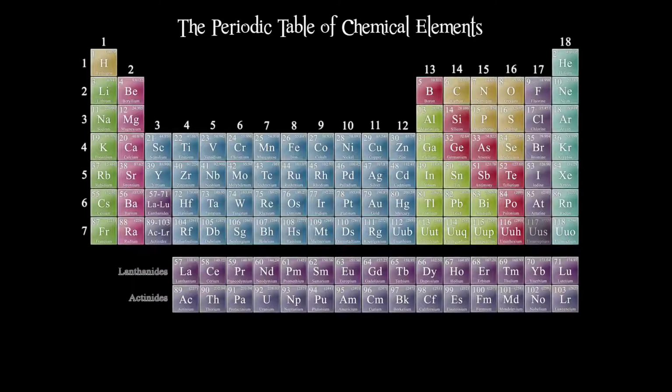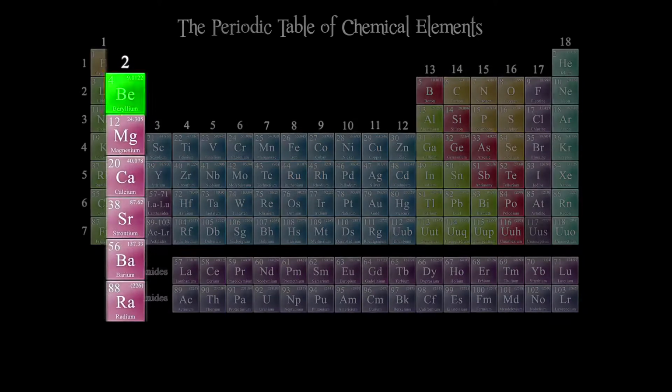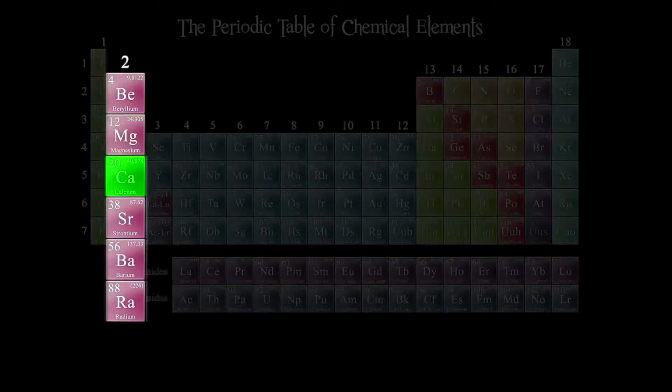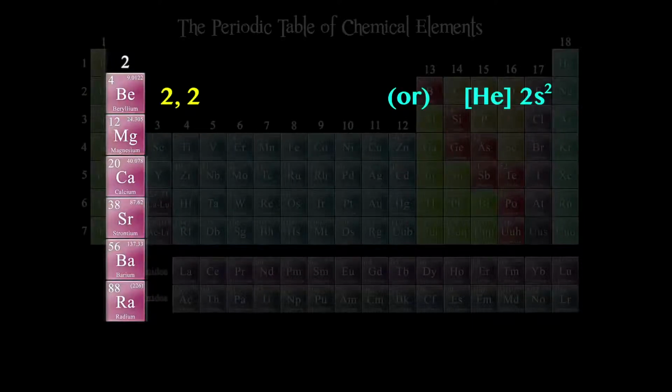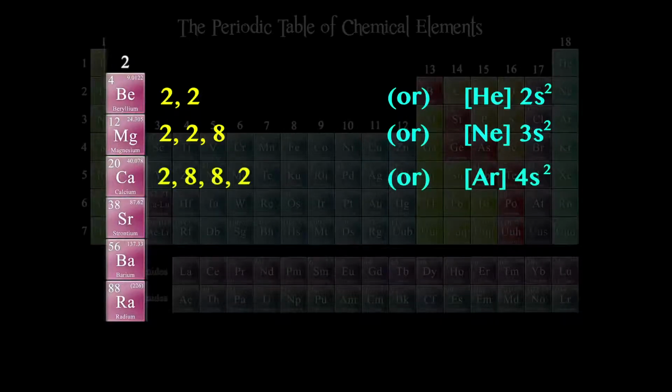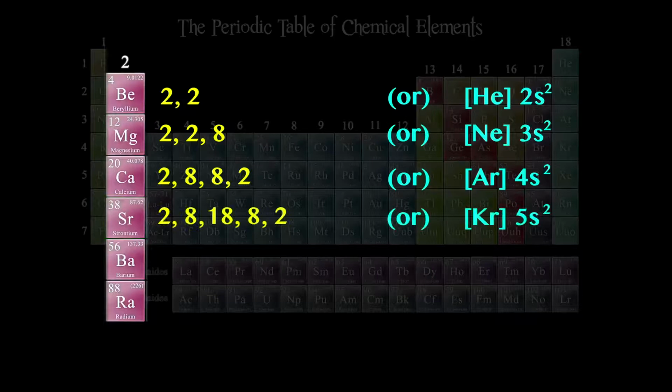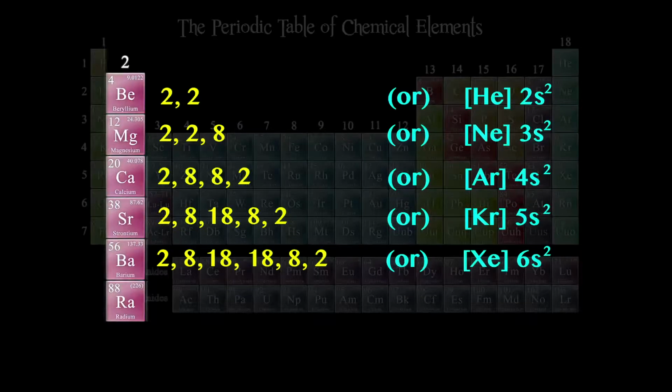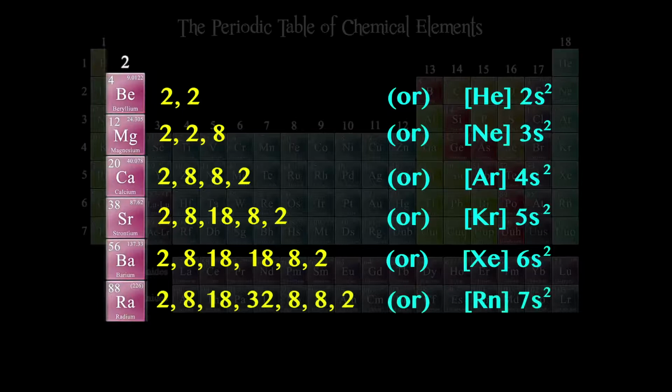Similarly, we take group 2. What are the group 2 elements? Beryllium, magnesium, calcium, strontium, barium, radium. If we observe the electronic configurations of these elements, for beryllium it is helium 2s2, for magnesium it is neon 3s2, for calcium it is argon 4s2, for strontium krypton 5s2, for barium xenon 6s2, for radium radon 7s2. Here also we observe the azimuthal quantum number, that is the valence electron orbital, is the same.